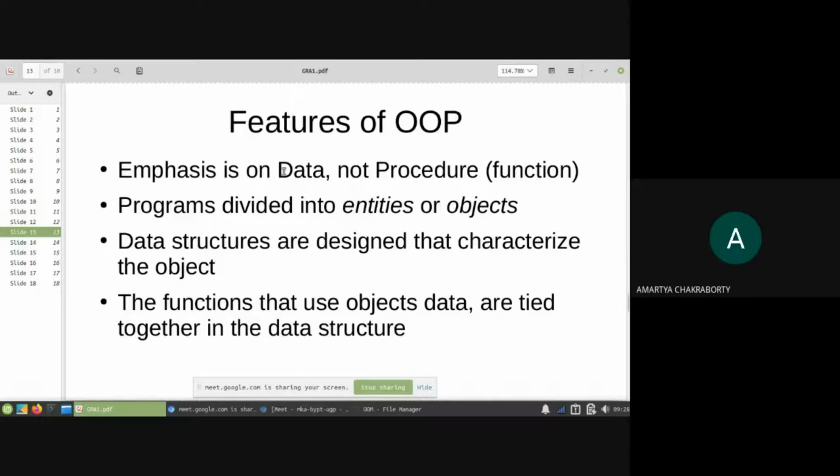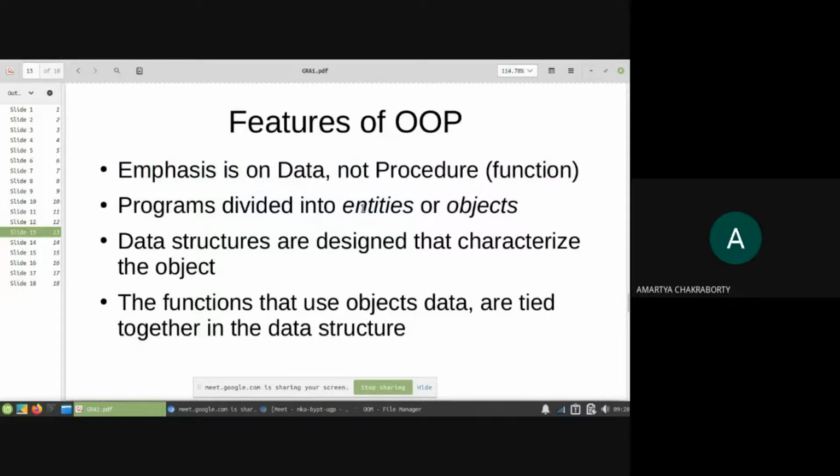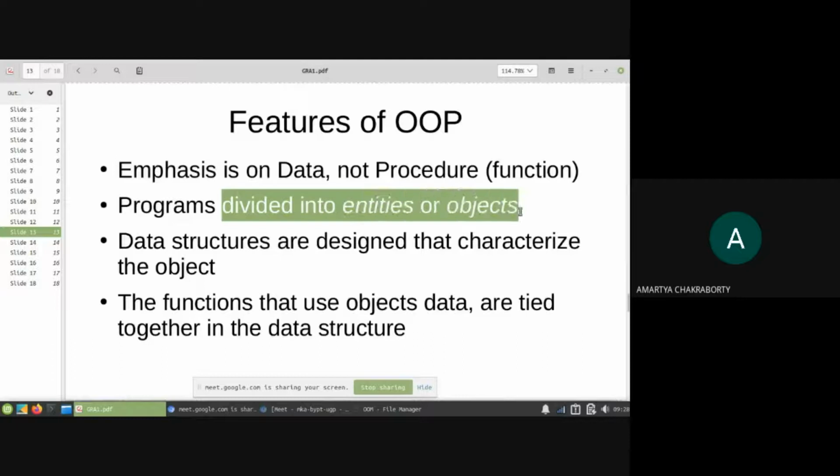As I have already said, the emphasis is on the data, not procedures or functions. So unlike procedure-oriented programming, the emphasis is on the data. The programs are divided into entities or objects. In the previous case of procedure-oriented programming, the programs were divided into procedures or functions, and it was a top-down approach. Here, the programs are divided into entities or objects.